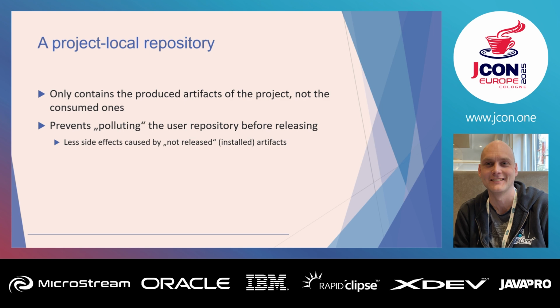The thing with the bug comes with another improvement, that we now have a project local repository. So the artifacts that are built during your build are now stored in a project local repository, not in the user repository in your home directory. And that saves you from polluting your user repository with half-baked subproject artifacts. So you have less side effects on other projects you build, especially when you have a failed build.